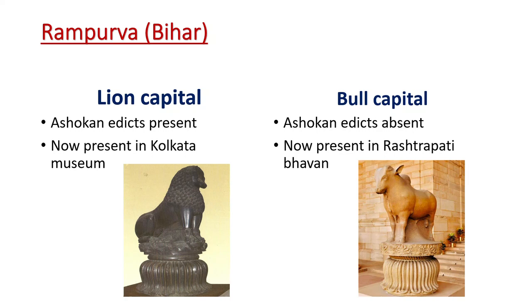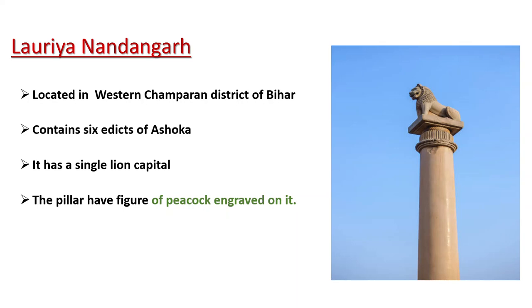And we have a bull capital as well, but on the bull capital there are no Ashokan edicts present, and it is present in Rashtrapati Bhavan. Then another place is called Lauriya Nandangarh. It is present in West Champaran district of Bihar, and this pillar has 6 edicts of Ashoka with a single lion capital, as well as a figure of a peacock engraved on it.